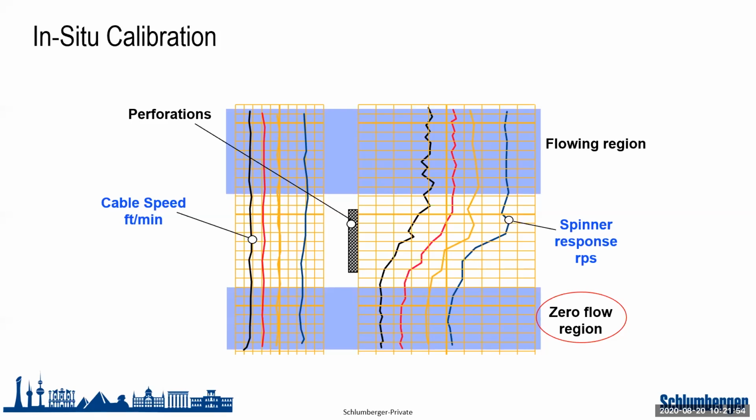Whenever I merge my passes, my spinner response has to be repeating. So for example, I should not have a different shape from one pass to another pass. This is part of the quality control that we need to do to the spinner passes. The shape of our spinner passes has to be the same, independent of the velocity at which we are acquiring them.